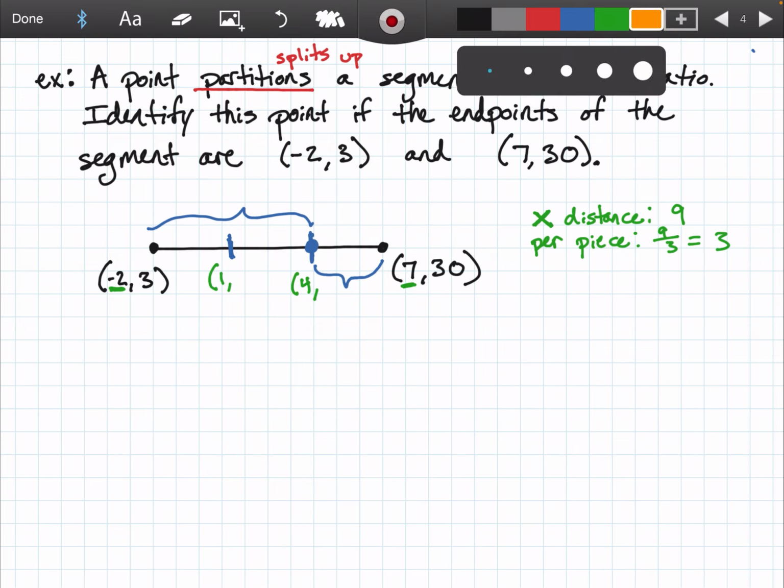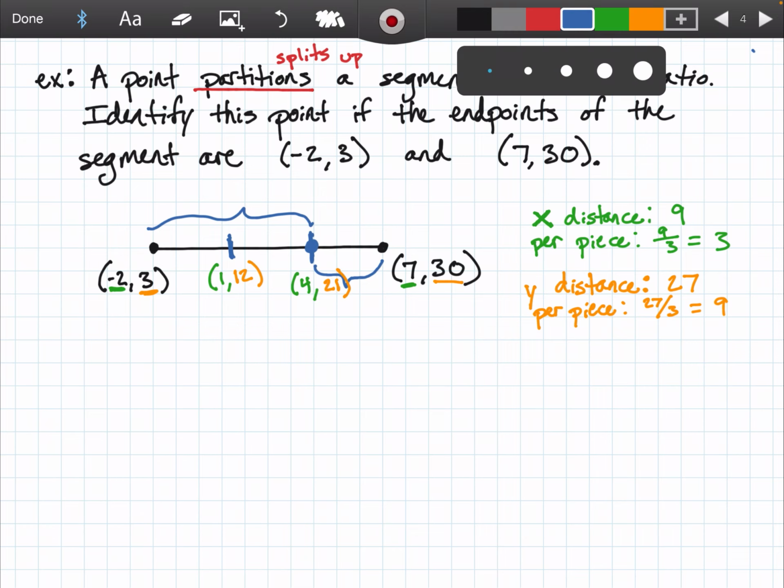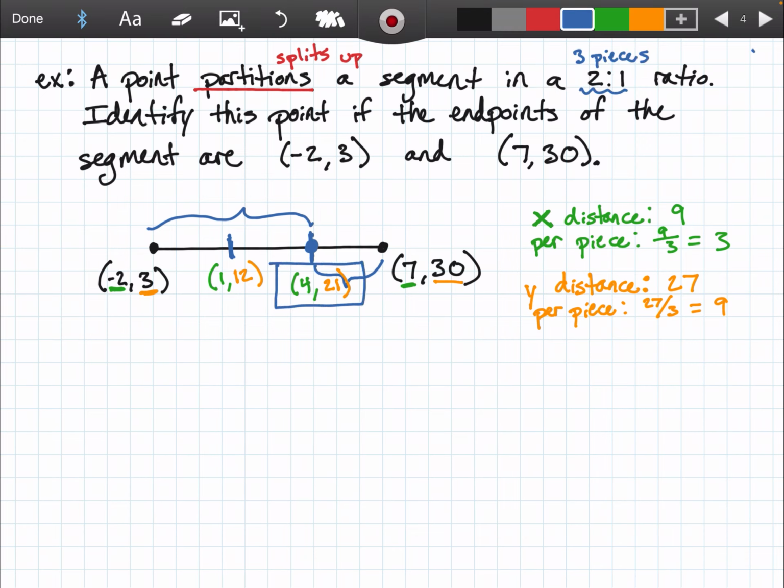Great. Let's do the same thing with the y's. From 3 to 30, that's a total distance of 27. So that means per piece, I have 3 total pieces that I'm looking at. So that means I'm moving 9 every time. So 3 plus 9 gets me to 12. 12 plus 9 gets me to 21. And then 21 plus 9 gets me to 30. Great, that checks out. And so, hey, look at that. This was the point I was looking for. So my coordinates are 4, 21.